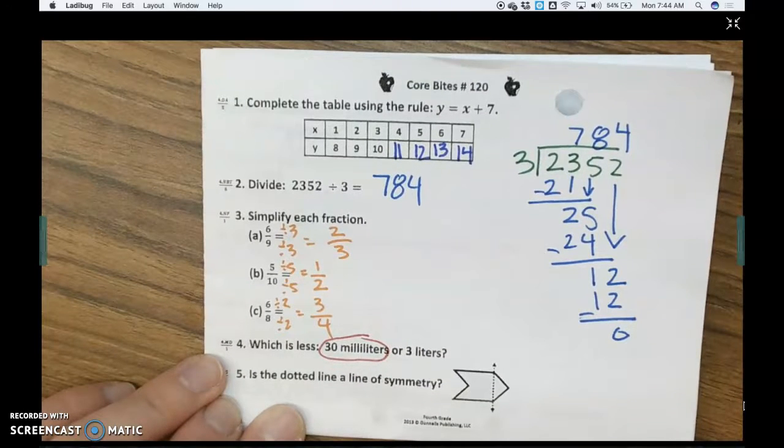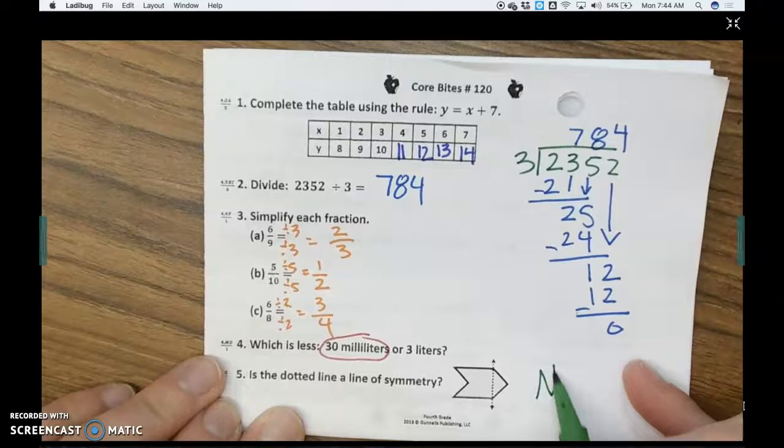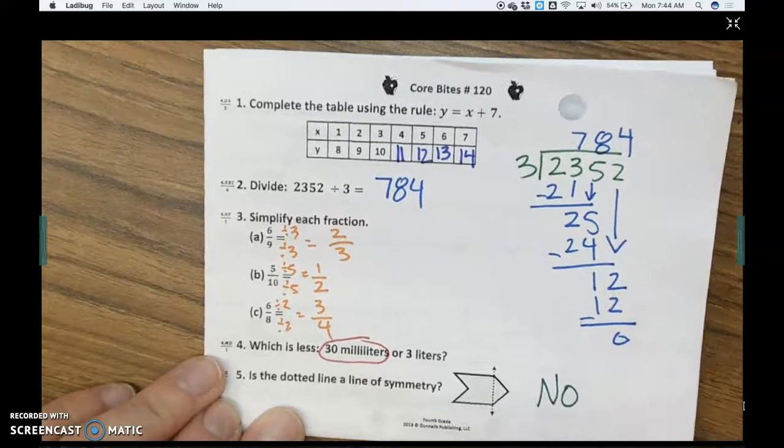And for your last one, is the dotted line a line of symmetry? Based on where it is, we would say no, because if you fold that, it will not be equal on all the sides.